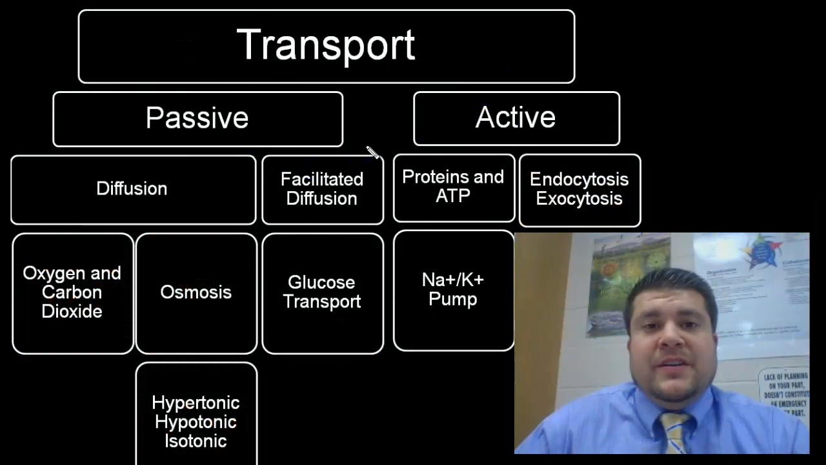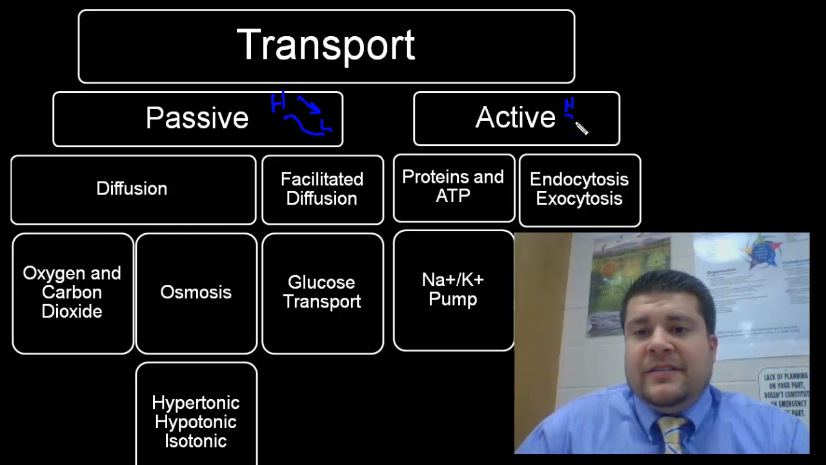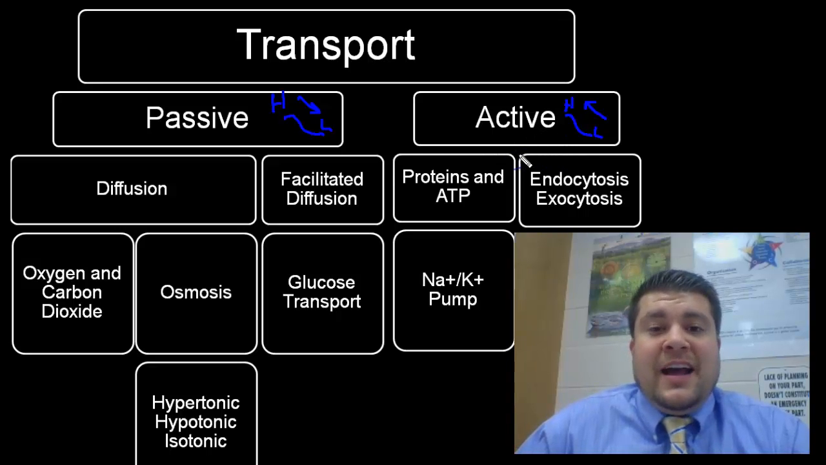So what are the different types of movement through a cell? Well, these are all going to be called transport, but we have the passive transport, which is that high to low, or moving in this direction. If we had moving in the opposite direction, from low to high, this would be considered active.